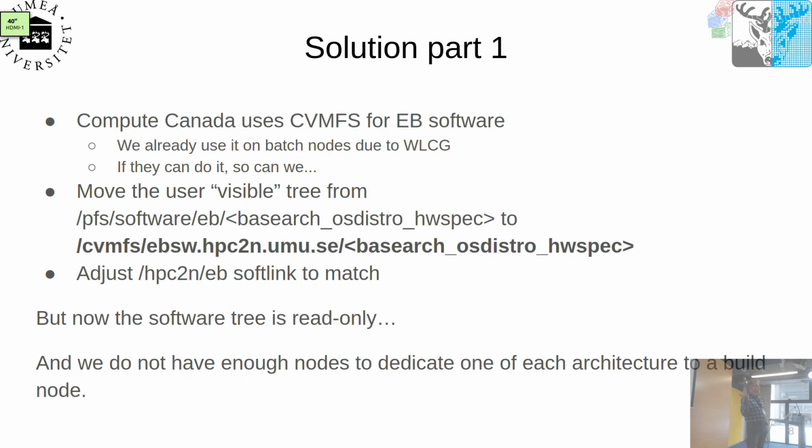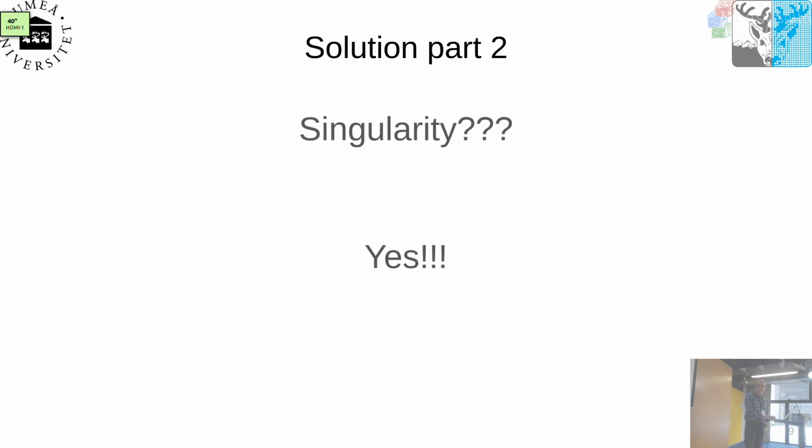But since CVMFS is read-only, we need to build into the CVMFS master file system, which is an NFS mounted file system. We can't dedicate nodes explicitly for building because we don't have enough of them, especially the Skylake nodes, which we only have like 60-something. So we need a solution to handle that. Singularity, yay.